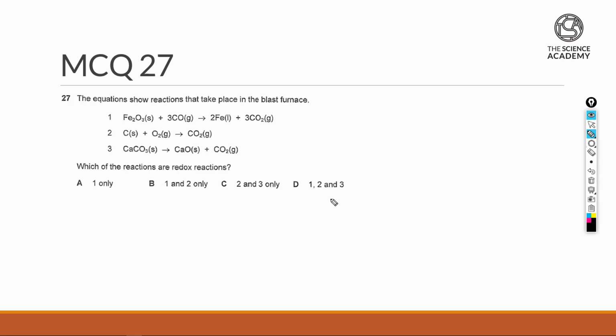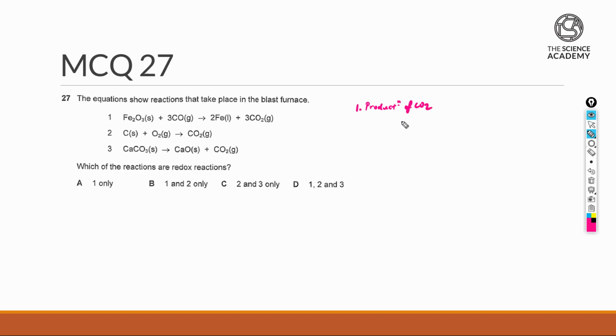MCQ 27 is with regards to the blast furnace. Alright, I will use this chance to do a little bit of a side diversion. It's very important to know what the reactions that happen in the blast furnace are. So the first part here will actually involve the production of carbon dioxide.